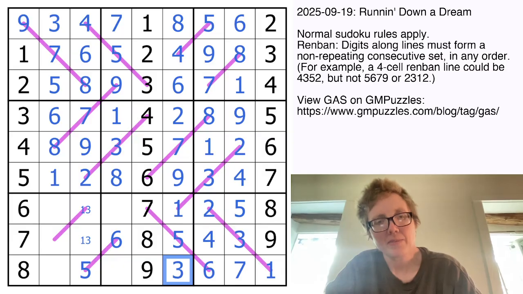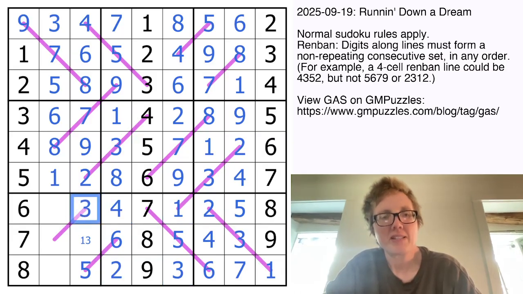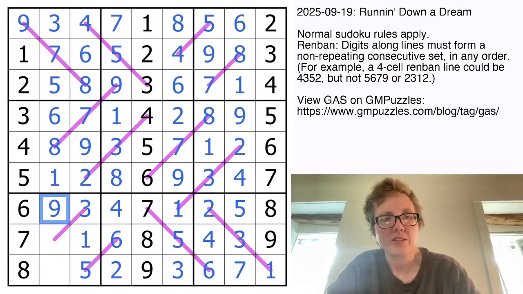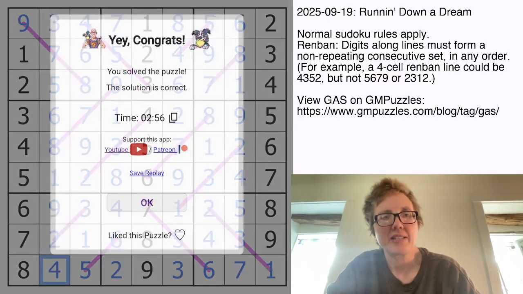This is going to be a 3. I need a 2 and 4 to finish the region. This 1 makes this a 3. And now I can just finish off with classic Sudoku. That's a 9. This is a 2, and that is a 4.